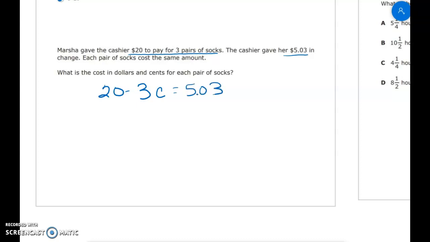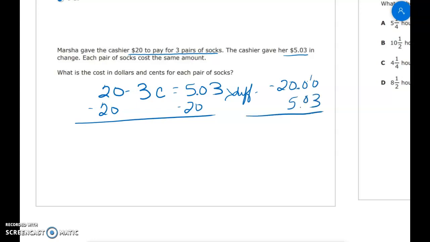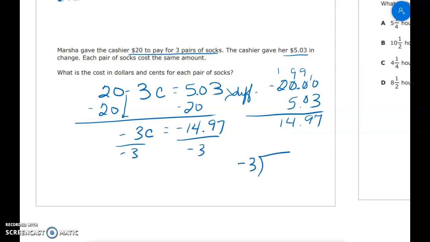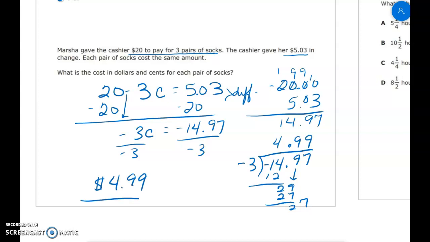So we need to use what we remember about solving equations. We're going to undo the add subtract. That was a positive 20, so we need to subtract 20. And remember, these are different, so we need to subtract. I'm going to rewrite them so that my 20, which is my larger absolute value, is on top. 10, 9, 9, 1. So 1497. So 3 times the cost is equal to a negative 1497. Make sure you bring that negative down. And we're going to divide by a negative 3. Remember, a negative divided by a negative is in fact a positive, so we'll get a positive value of money. So 4 is 12, 29 is 9, and 27 is 9. So the cost of the socks was $4.99 for each pair.